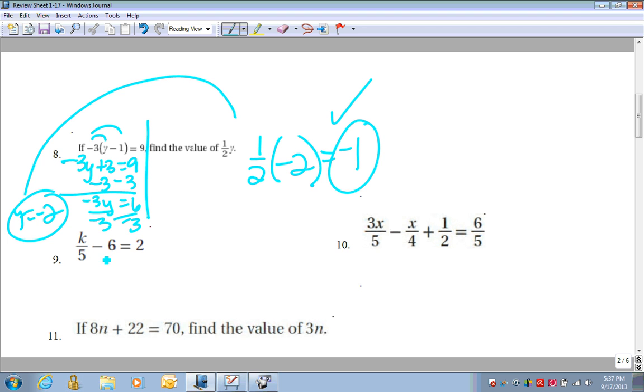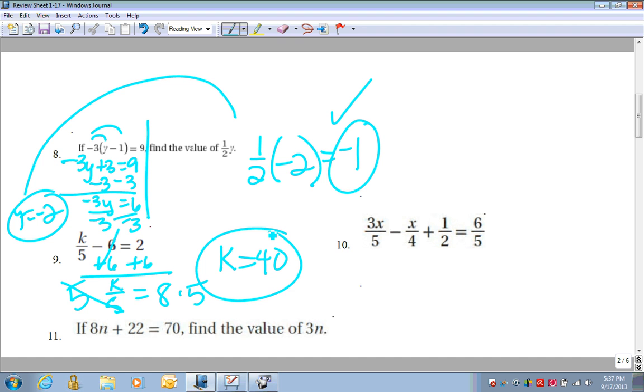Number 9, I'm going to move the 6 to the other side, or you could choose to multiply by 5 first if you want. Moving it over, I get k over 5 is equal to 8. Now I want to clear my fraction. I'm going to multiply by 5 on each side. That cancels, and k is equal to 40.